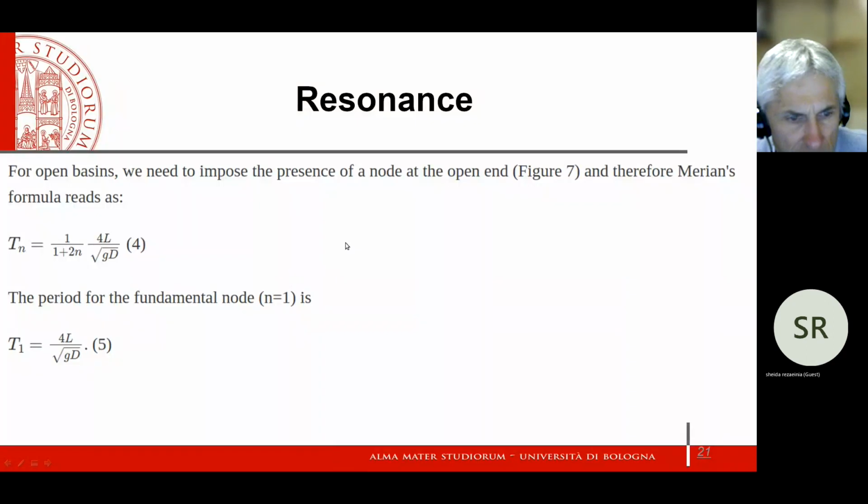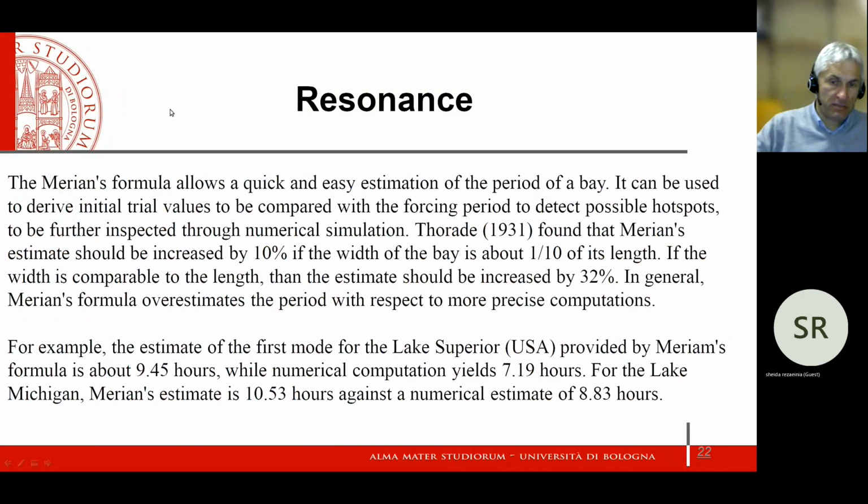Now let's go back to the PowerPoint, and let's make some final conclusions. The Merian formula is very useful because it allows a quick and easy estimation of the period of a bay, and it can be used to get an order of magnitude of the period, like a rule of thumb. It can be used for harbors, for lakes, and to check if we are in a condition that may be concerning.